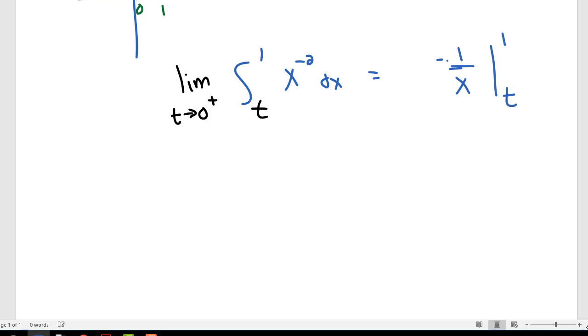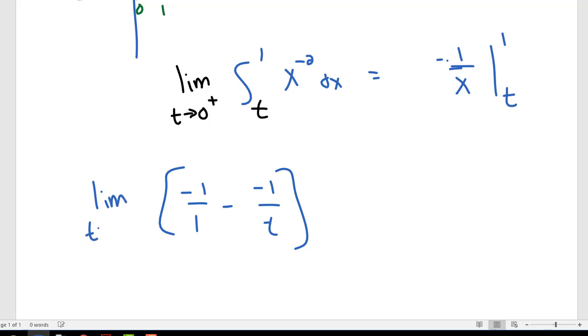When I plug in the upper limit, I get negative 1 over 1, and then minus negative 1 over t. And again, we're taking the limit as t approaches 0 from the right. Now, if we think numerically, as we approach 0 here, the fraction is going to explode. It's going to become unbounded. It's going to go to infinity.